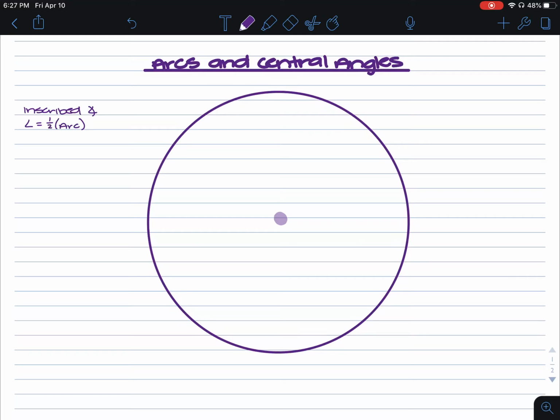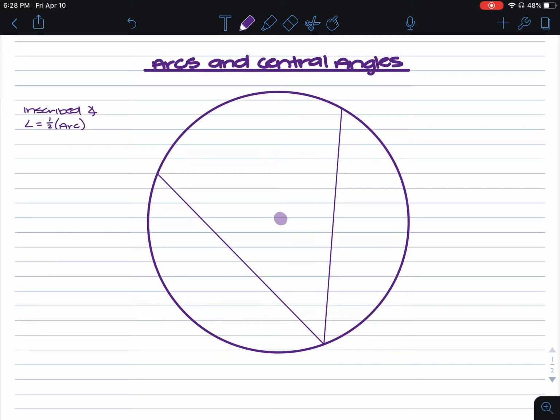Again, arcs are created by two chords. In inscribed angles, the chords do not necessarily go through the center of the circle. This little dot in the middle is the center of the circle, and I have my circle around it. Okay, so let's try an example. I'm going to draw some chords. Your inscribed angle could be something like this.